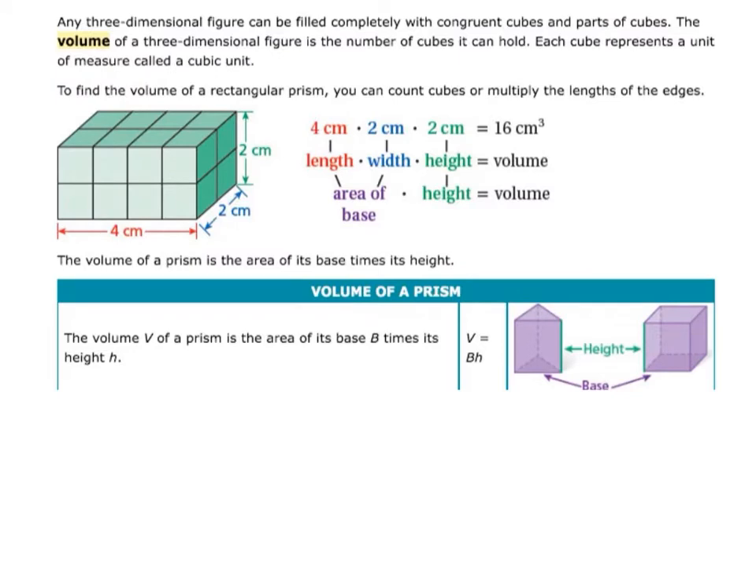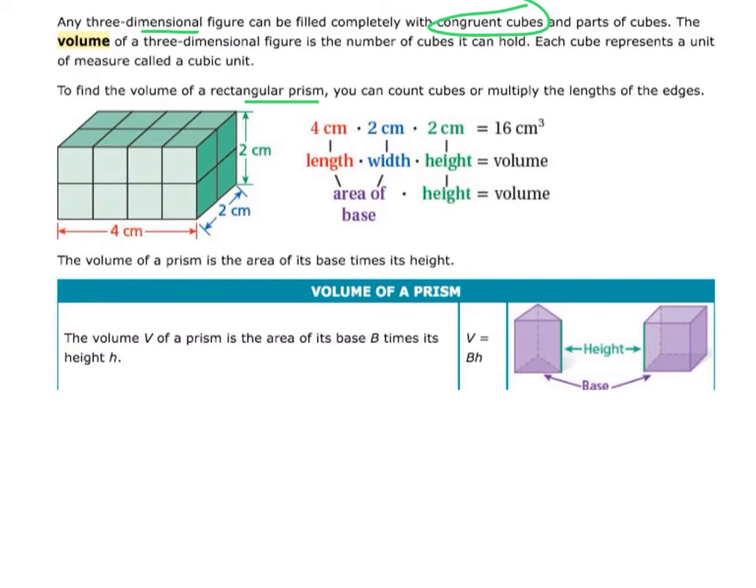Let's take a closer look at that. Any three-dimensional figure, like prisms or cylinders, can be filled completely with congruent cubes and parts of cubes. The volume of a three-dimensional figure is the number of cubes it can hold. Each cube represents a unit of measure called a cubic unit. To find the volume of a rectangular prism, you can count cubes or multiply the lengths of the edges.